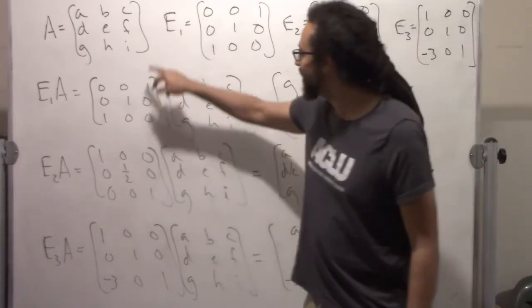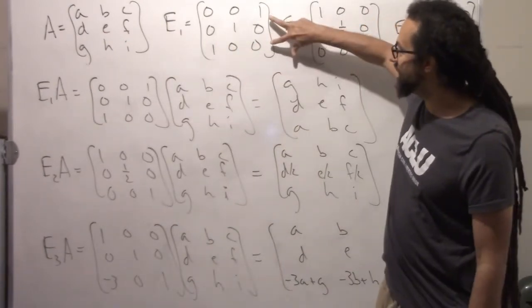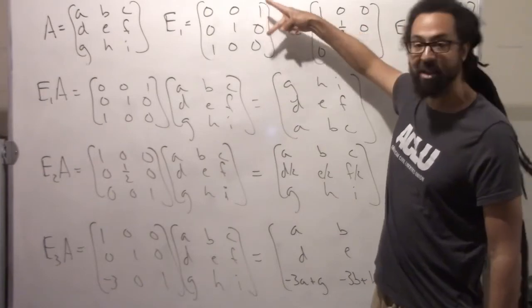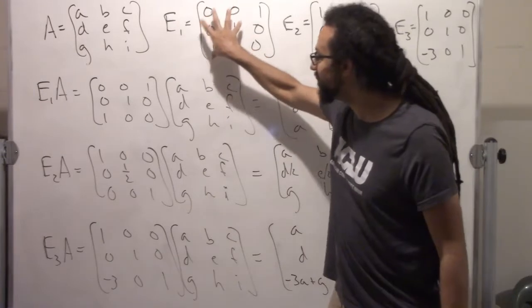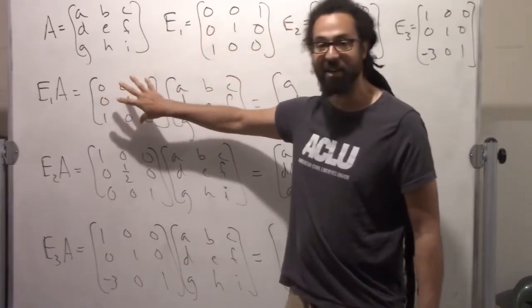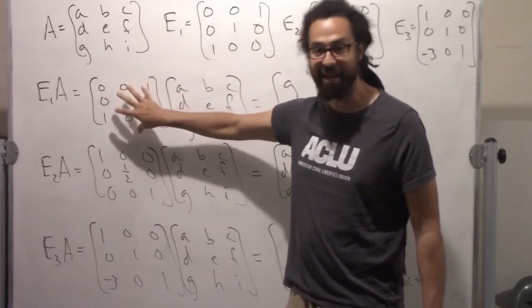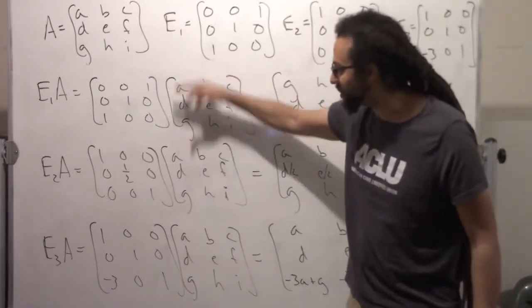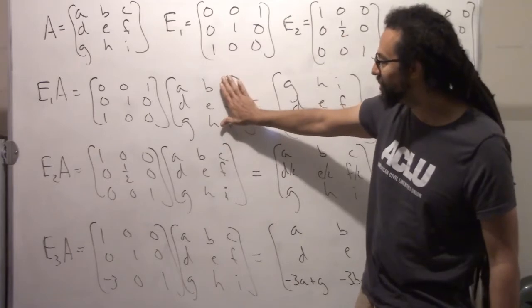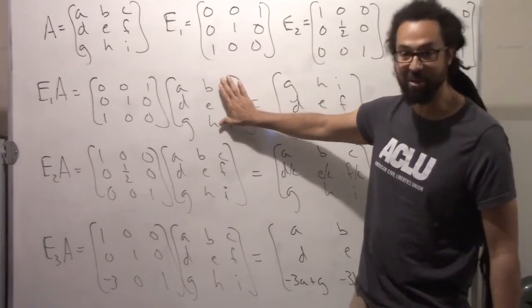So remember, what was E1? It was the action, interchange rows 1 and 3. So when I take this elementary matrix that interchanged rows 1 and 3 of the identity matrix and multiply it by any old matrix with 3 rows, I mean, you could do this with any number of columns, right?